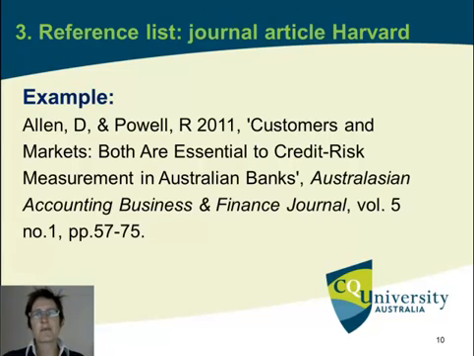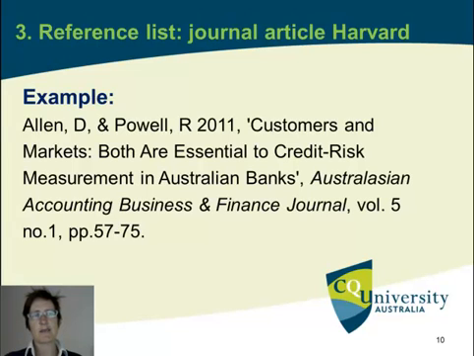Okay, the third step to referencing after the in-text and after I've completed my whole paper, be that an essay or a report, is to have a complete entry in my reference list. Because I've referred to Allen and Powell in text, I must also show them in my reference list. And in my reference list it will look like this. Surname, comma, initial, and surname, comma, initial year. The title of that journal article. Following that, I have the name of the journal.